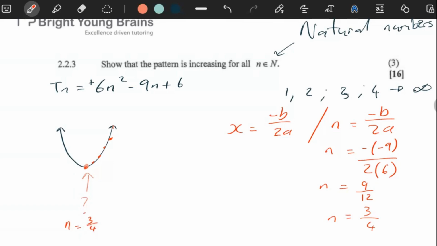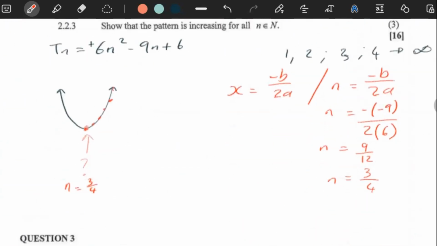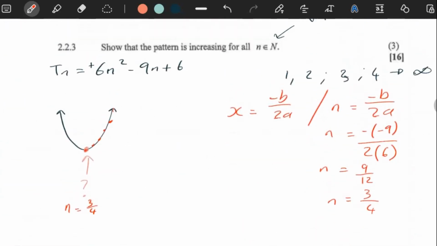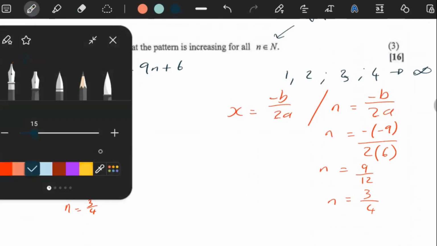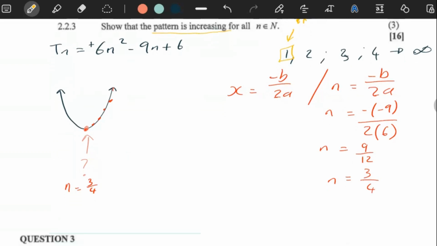3/4 is before 1. So automatically what we know is, starting from the first natural number, which is a positive 1, where n is 1, going all the way to infinity, all those numbers will always produce a pattern that is going higher and higher, because the only way your pattern is getting lower is if you go the opposite direction of positive 1.